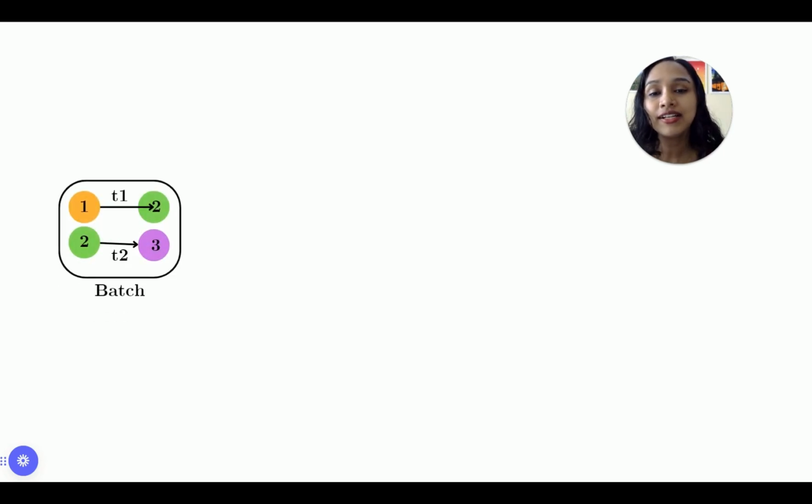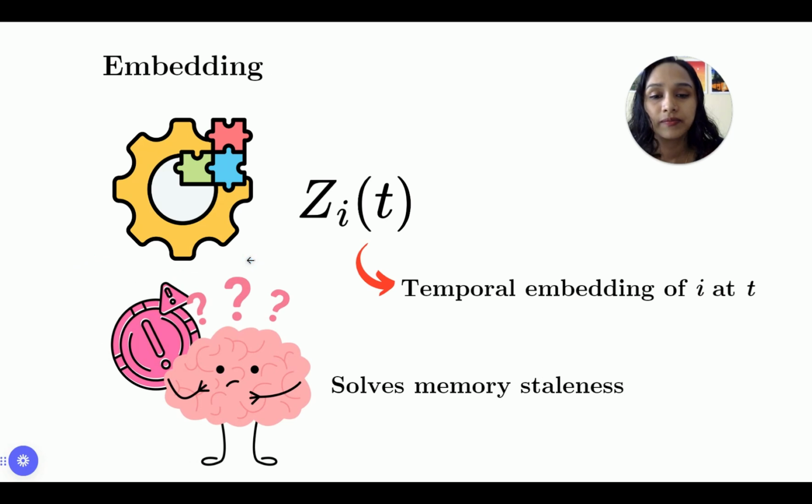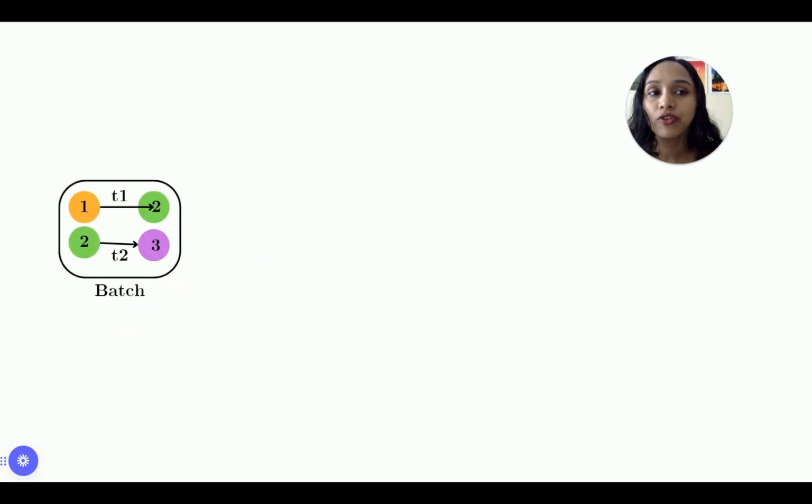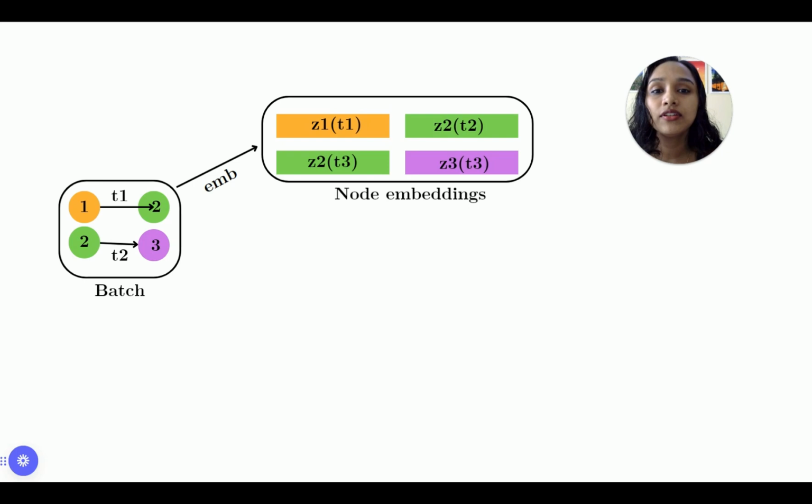So as I said, we will consider the events happening as a batch of events. Now we have two time instances, T1 and T2. There are three nodes in our graph, which are 1, 2 and 3. At time T1, node 1 is interacting with node 2, forming an edge, and at T2, node 2 is interacting with node 3, forming another edge.